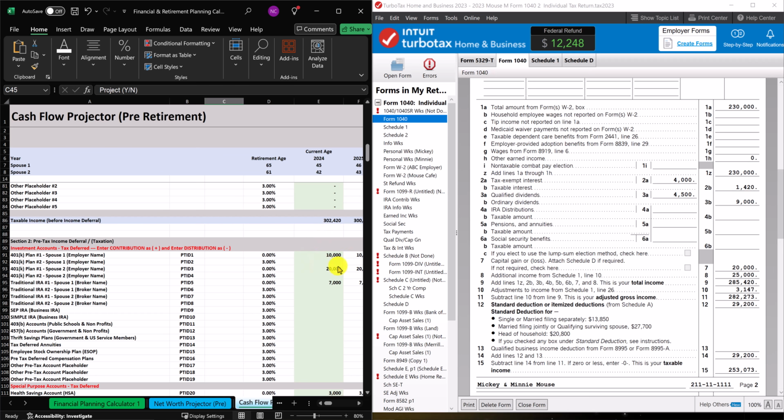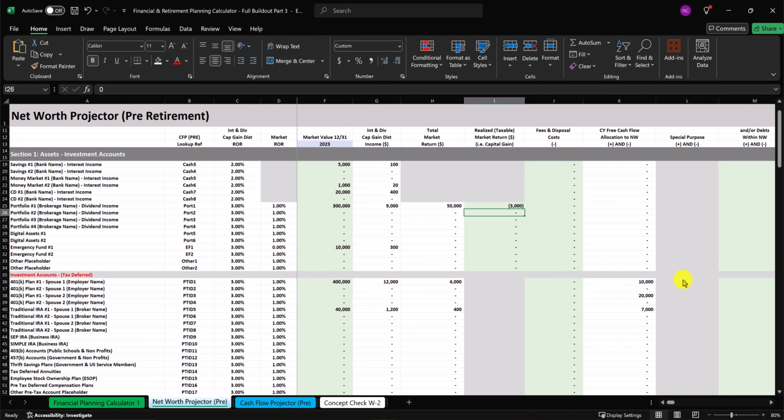So we have to take out this $10,000 as well as this $20,000, both amounts that were contributed to a 401k. And recall that over here in the tax return, those amounts are already taken out of this number because this was box 1 of the W-2. Another item we have in our calculator here is a $7,000 contribution to a traditional IRA. Now this $7,000 goes over here into our net worth projector, just like the $10,000 and the $20,000 that we saw before. Back over here on the net worth projector, there's the $10,000, there's the $20,000, and there is the $7,000 right there.